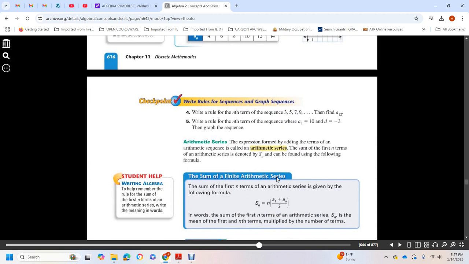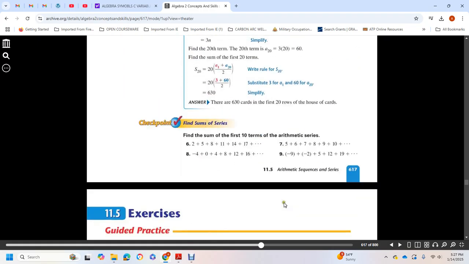Arithmetic series. The expression formed by adding the terms of an arithmetic sequence is called an arithmetic series. The sum of the first n terms of the arithmetic series is denoted by S sub n and can be found using the following formula: S sub n equals n times a sub 1 plus a sub n, over 2. That is, the sum of the first n terms of the arithmetic series is the average of the first and nth terms multiplied by the number of terms.